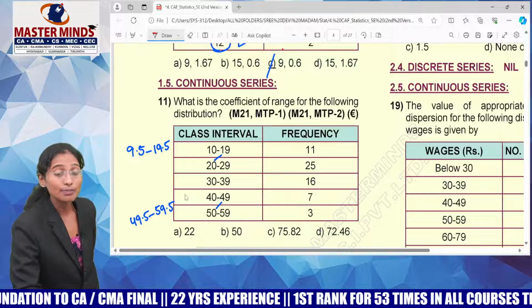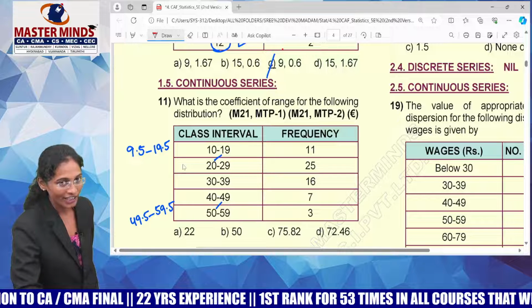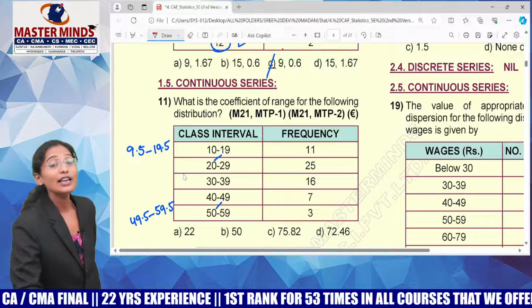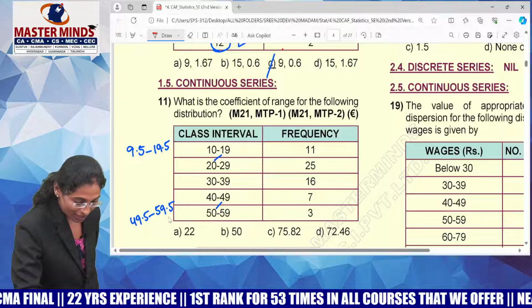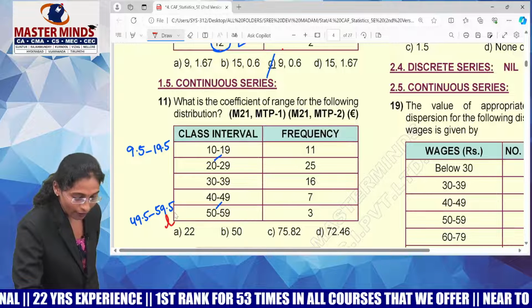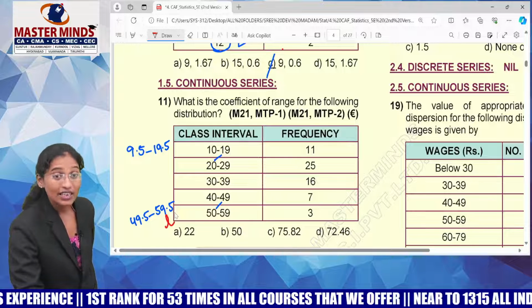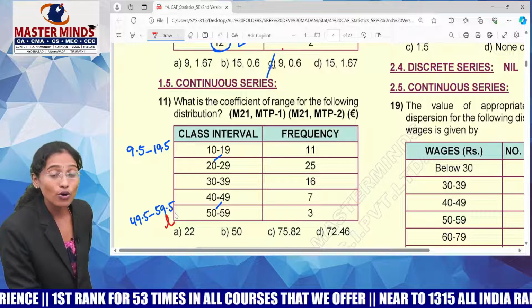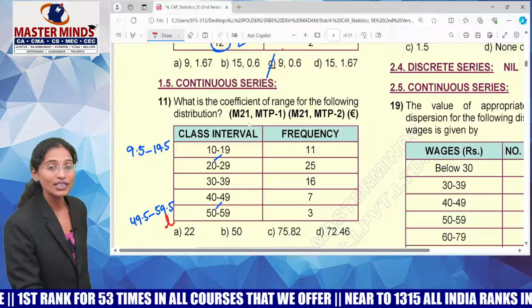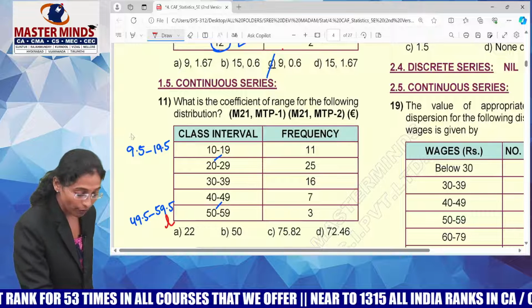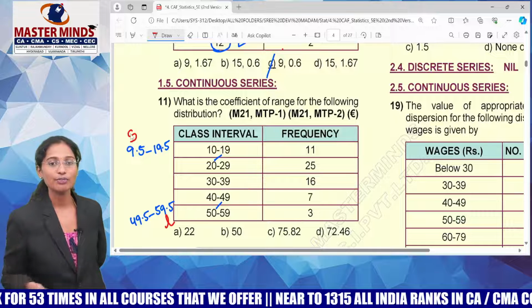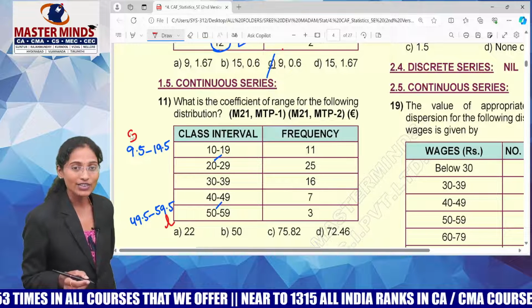L is the upper class boundary of the largest value. Sorry, guys. L is the upper class boundary of the last class. What is your last class? 49.5 to 59.5, and L is the upper class boundary. S is the lower class boundary of the first class. What is your first class? 9.5 to 19.5. Now you have L and S.